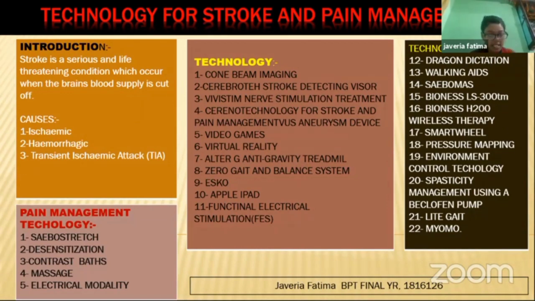The next is wireless therapy. It is also the same as that, but its main function is that it works along with the stimulation, so it will work in association with it.